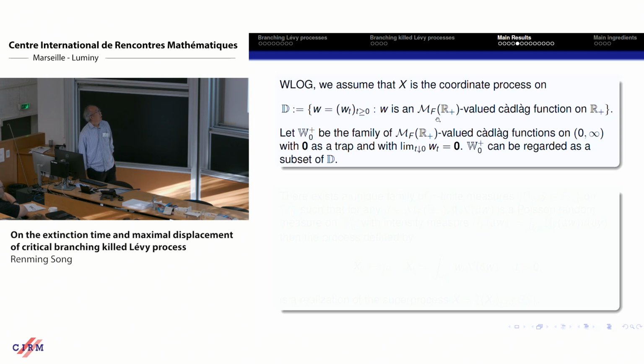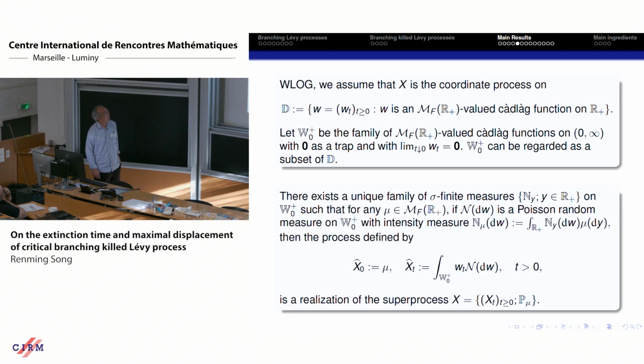Okay? And also, I'm going to use another notation here because some of the limit will be expressed in terms of the excursion measure, or N-measure, of a super process. That's why I'm going to spend a little time on this guy here. So we're going to use W0 plus to denote the family of all càdlàg-valued functions taking values here, but only defined on the strictly positive half line, with 0 as a trap, and with the limit at 0 being 0. Of course, you can regard this as a subset of this path space, but that's a technicality. We don't have to worry too much about that.